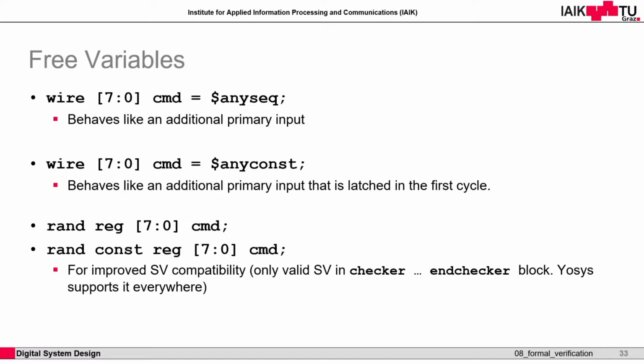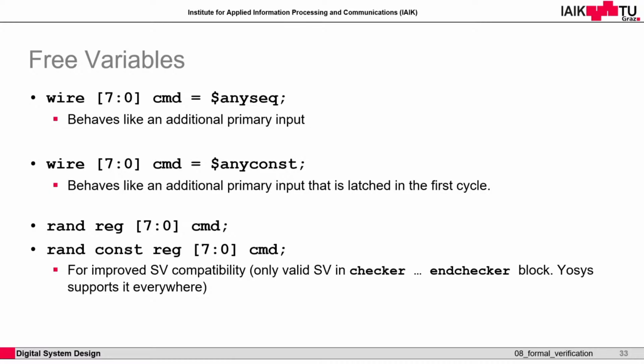So in Yosys you can use the Verilog command anyseq for that. It just creates a free variable. You can also use the keyword anyconst. That is also a free variable, a primary input that is latched in the first cycle. So it means that it is an arbitrary number, but it is constant for the whole proof.